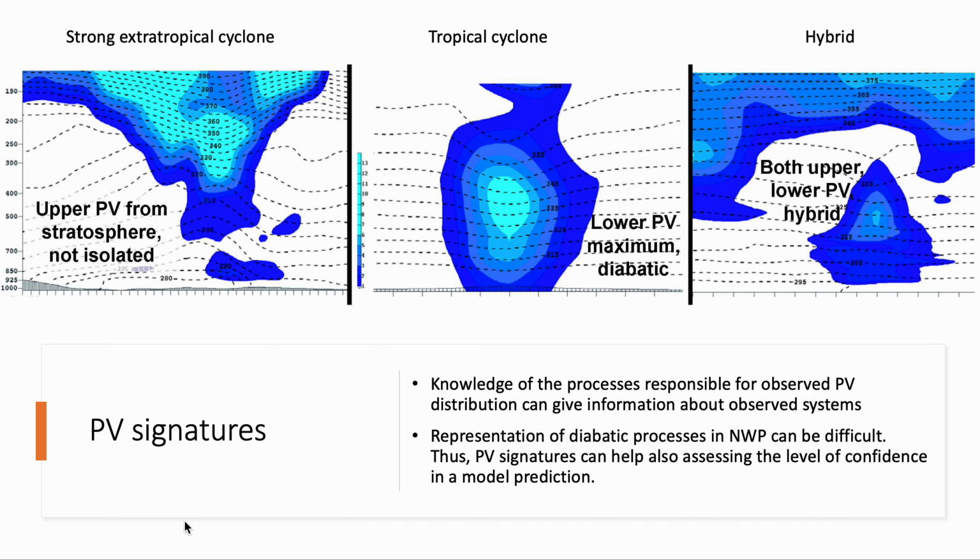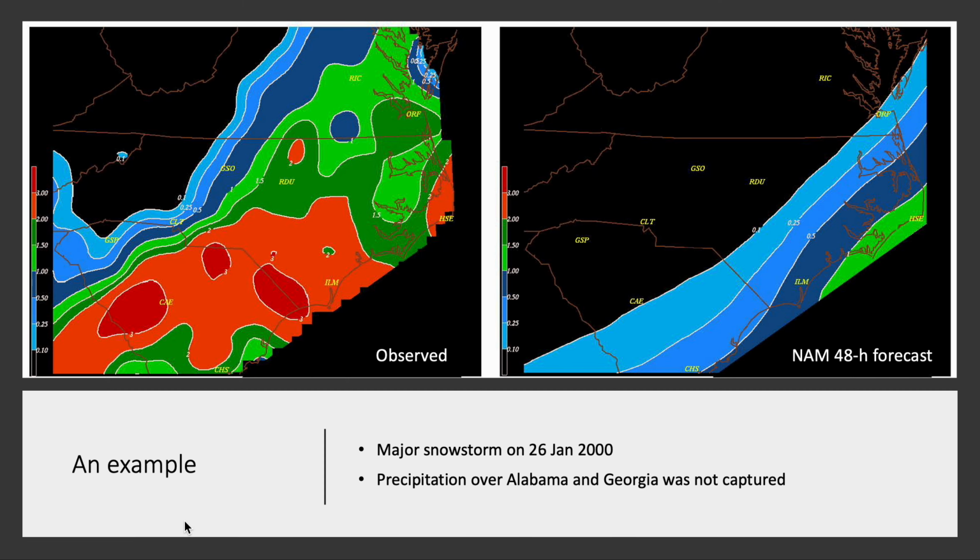So, because the diabatic processes can be really complicated to diagnose from numerical weather predictions, being able to recognize these PV signatures can also help assess the confidence in model predictions. Sometimes models miss these PV anomalies completely. They're not able to represent the circulation well, and so sometimes some PV anomalies are completely missing. One example of bad forecasts is a snowstorm that happened on January 26 of the year 2000.